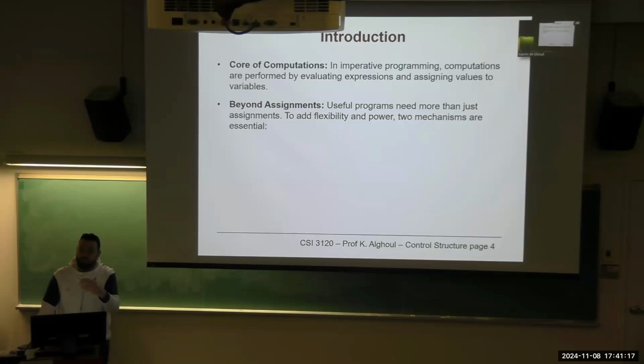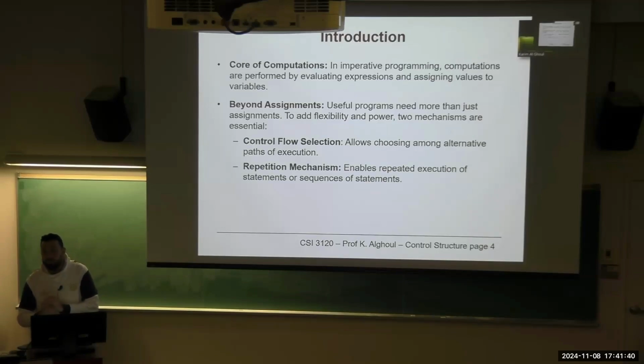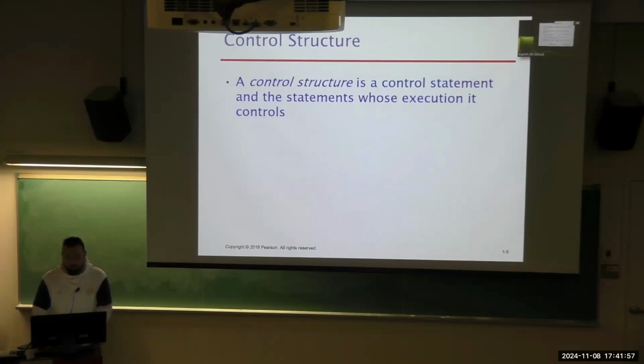So we're going to discuss a bit more about the design issues when designing these 2 things. What should we include? What should we avoid? We said there is the control flow selection, which will be very useful to allow choosing among alternative paths of execution. And then there's the repetition mechanism, right? Which mainly means loop. Now, control statements are the statements that provide selection and repetition capabilities essential for flexible and powerful program logic, as we mentioned.